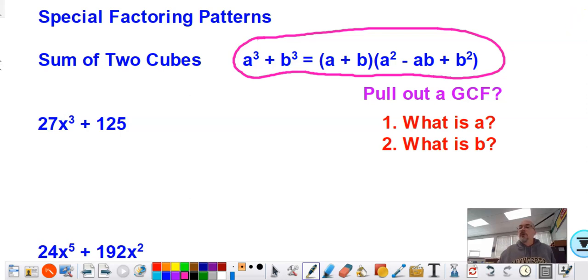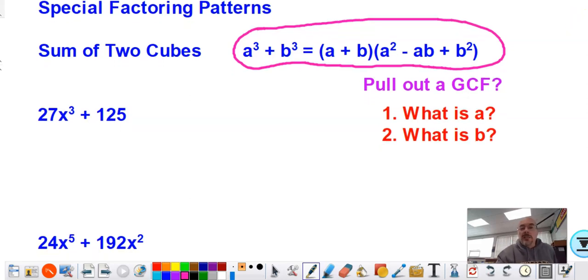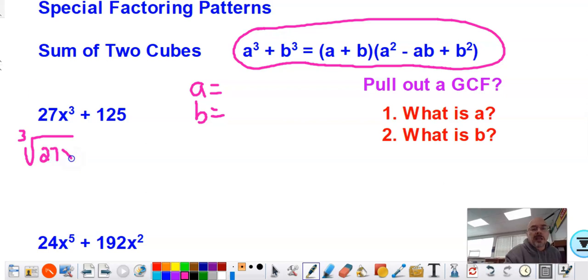So here we go. We've got 27x cubed plus 125. Now, those are perfect cubes. So what I want to figure out in this situation is what is A and what is B? Once I know what the A is and the B is, I can just plug those in and figure out my answer. So what I'm going to do here is take the cubic root of 27x cubed.